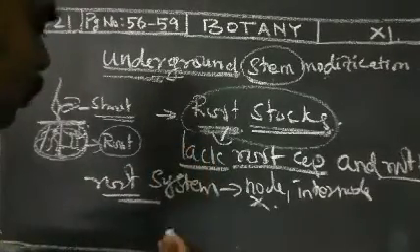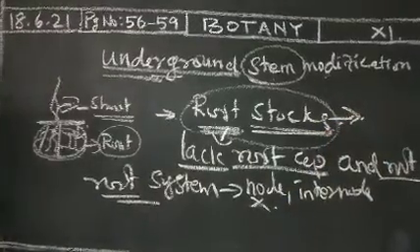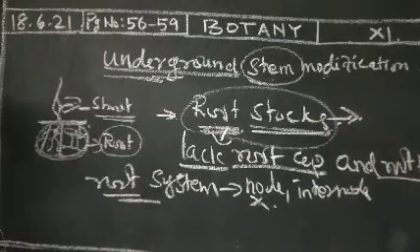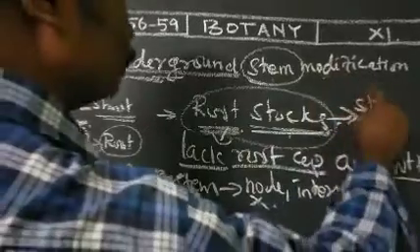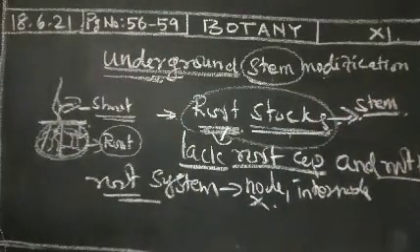The root stocks also have lateral buds, and the apical bud is also present. That is a characteristic feature of the stem portion. The terminal bud is a very important characteristic feature of stem.